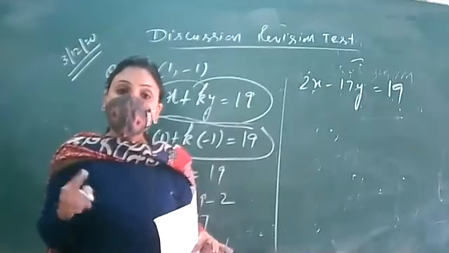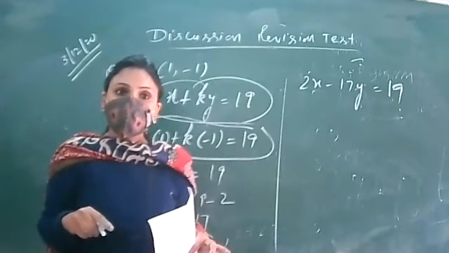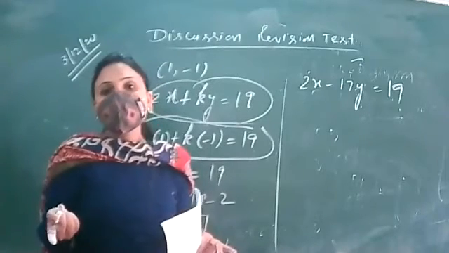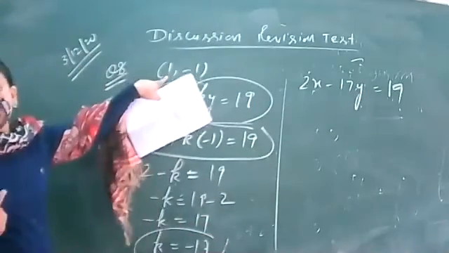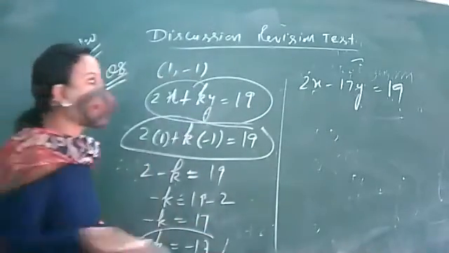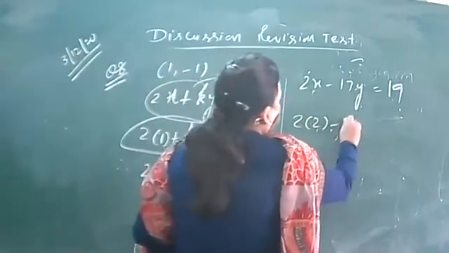X और Y की या अकेले X की? X की value put करेंगे and we'll get the Y, right? But one I am not putting because one के लिए already दिया हुआ. Let us put X equal to 2.